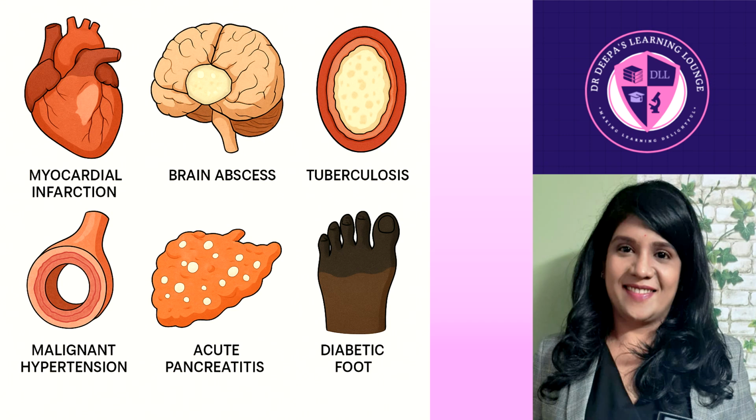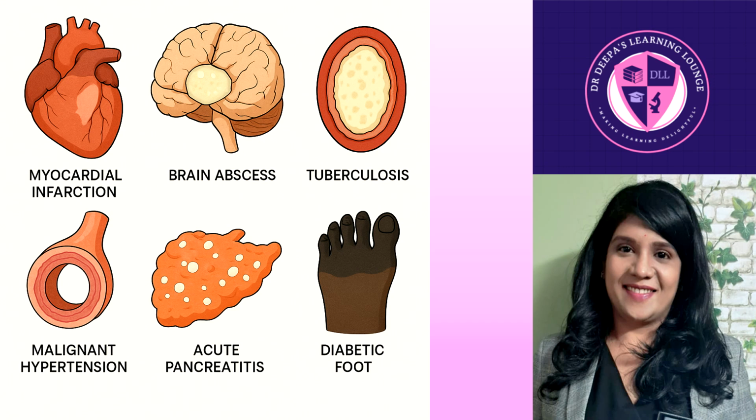All of these look different, they involve different organs and look like different diseases. But the underlying process is the same. This process is necrosis, which is an irreversible cell death in living tissue. Now let's understand each type of this necrosis.